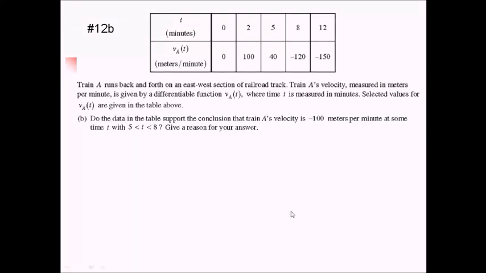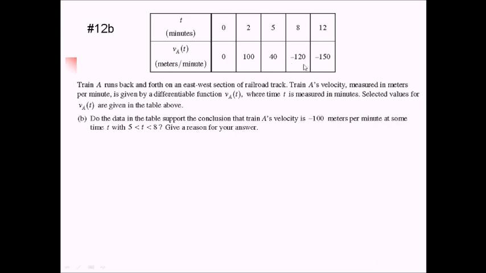For this part of the problem, we're asking if the data in the table support the conclusion that train A's velocity is negative 100 meters per minute at some time t between 5 and 8, and then give reasons for our answer. So intuitively, we see that the velocity between these times changes from positive 40 to negative 120. So are we guaranteed that the velocity has to go through negative 100 to get from 40 to negative 120?